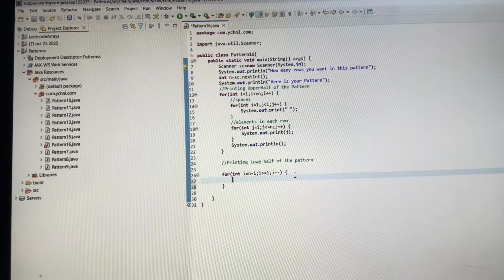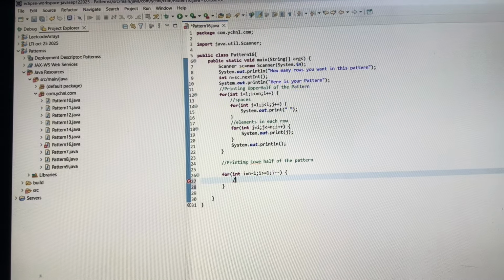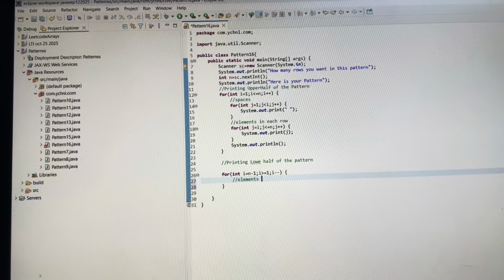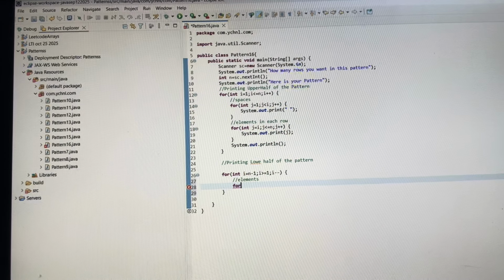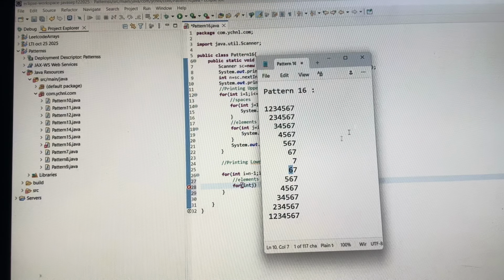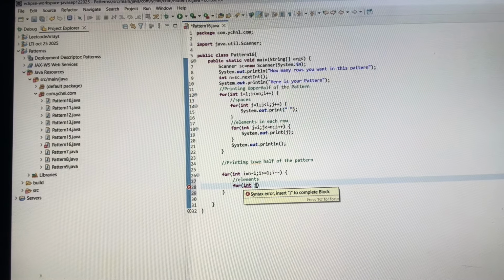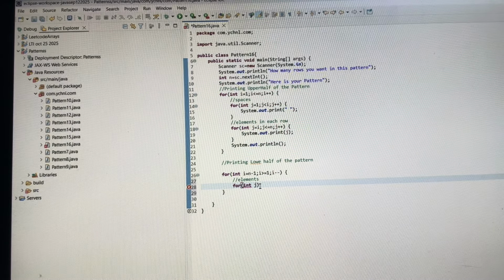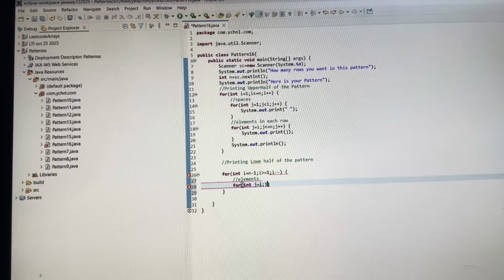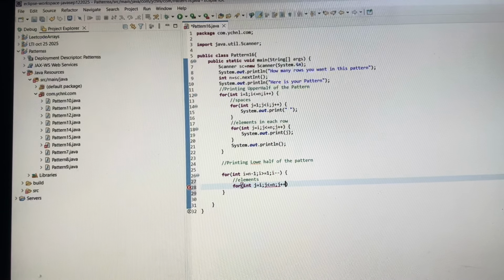After that, this is for rows, right? In each row we have to print the spaces and we also have to print the elements. So first we will see how to print the elements. To print the elements, for int... In the lower half of the pattern, the rows are 5 6 7, 4 5 6 7, 3 4 5 6 7, 6 7. These are in increasing order, right? That's why we have to write int j equal to i, j less than or equal to n, j plus plus, right?